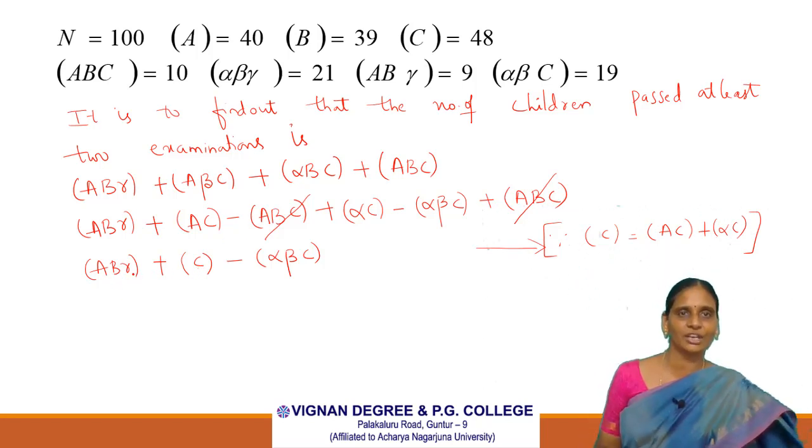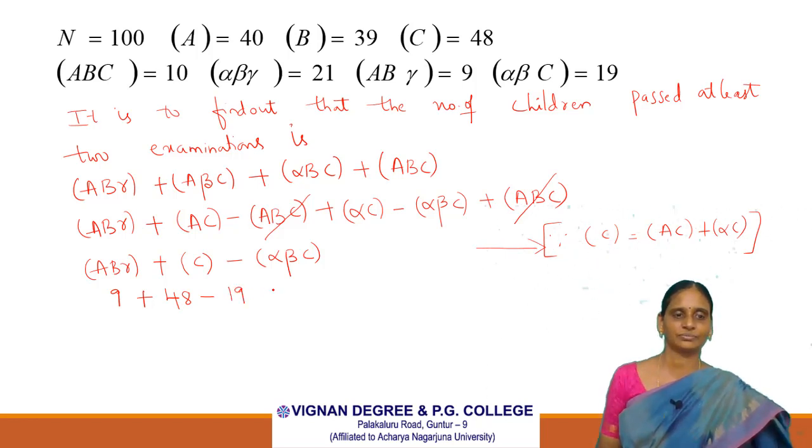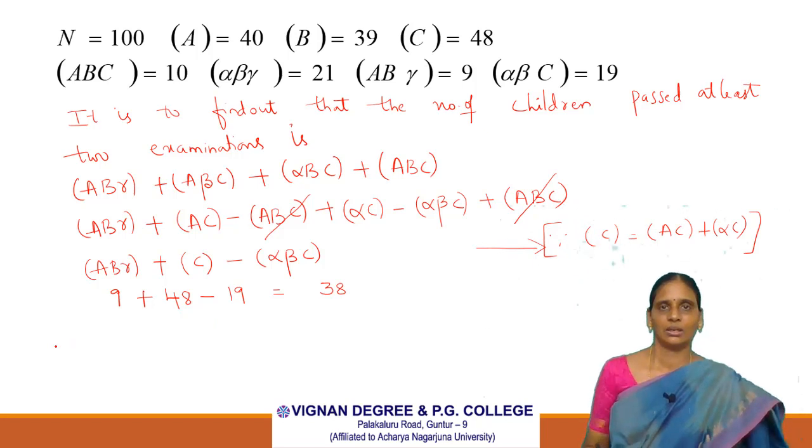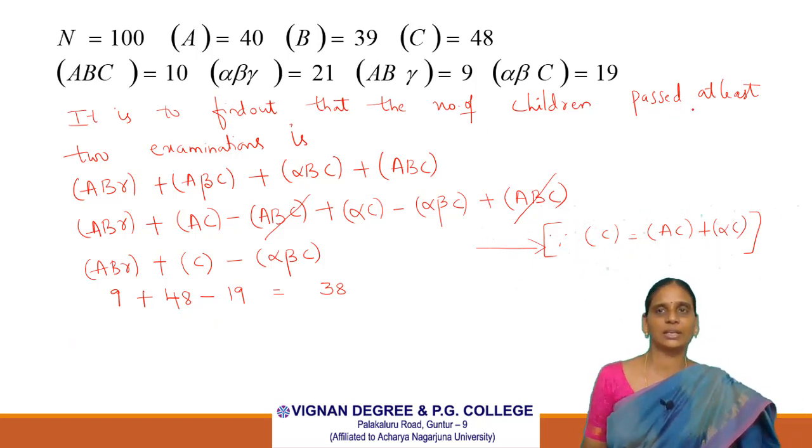Now we have to substitute the values of these three frequencies. First, frequency of ABγ value is 9, plus frequency of C value is 48, minus frequency of αβC value is 19. We get the value 38. So the number of children passed at least 2 examinations is 38.